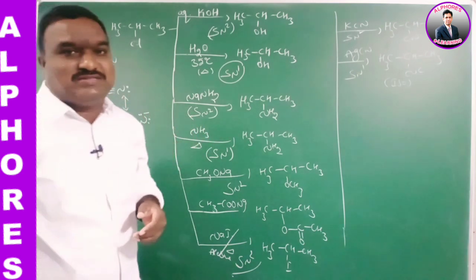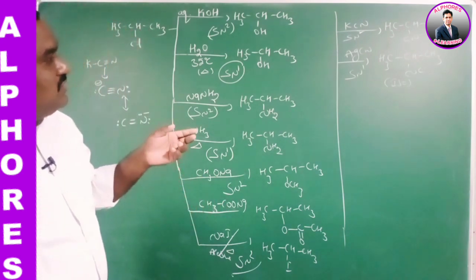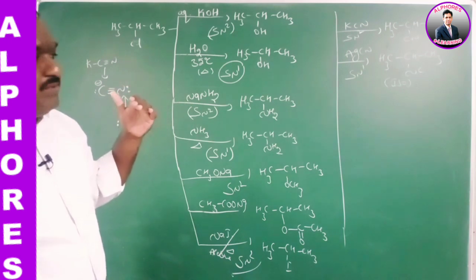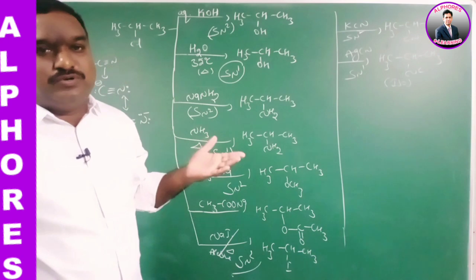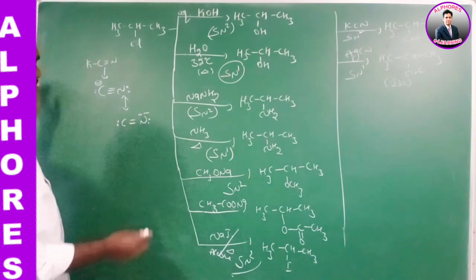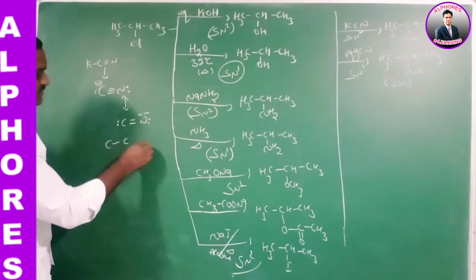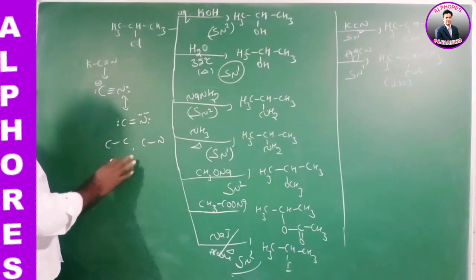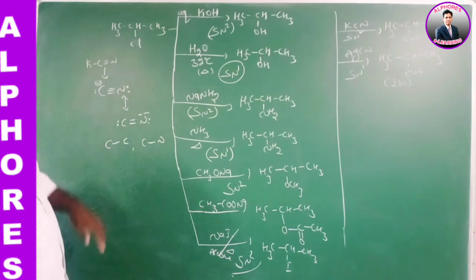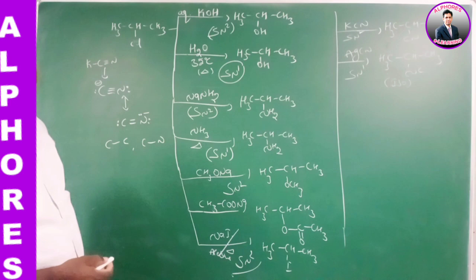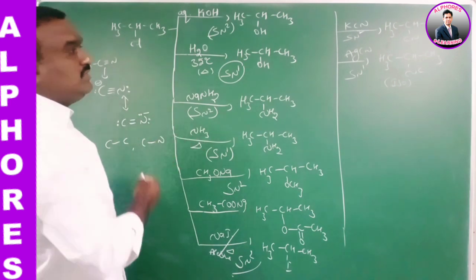Ambidentate nucleophiles. Due to that reason, cyano is preferable when compared to the nitrogen compound, isocyano. Why? Because if you take C-C and C-N bonds, compared to the C-N bond, the C-C bond is somewhat more stable. Compared to the C-C bond, the C-N bond is weaker here. So which is preferable in this case?